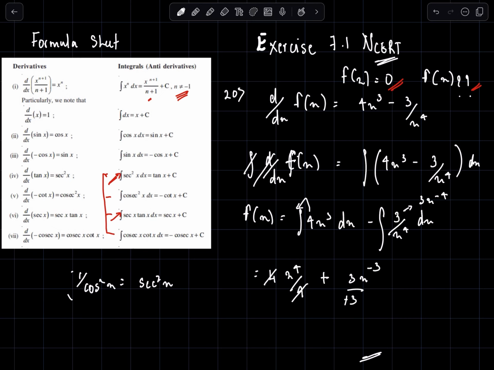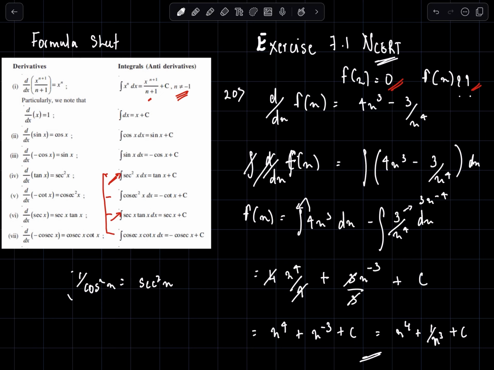That becomes positive and this becomes plus c. Now again, the 3 gets cancelled. So what you're left with is x to the power 4 plus x raised to the power minus 3 plus c, or you can write x to the power 4 plus 1 by x cubed plus c, because the negative, if you bring it down, becomes positive.